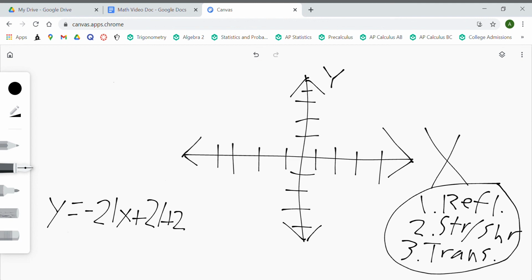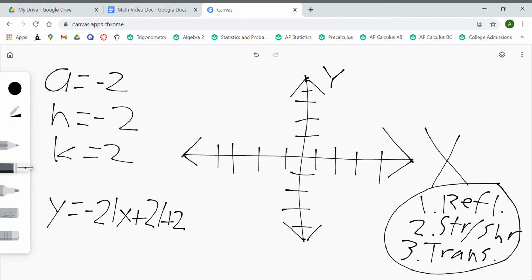Okay, time's up. Okay, so let's list our values first. We're going to list the a value, which is negative 2. And then our h value is also negative 2 because we have a positive sign here. And then our k value is 2. h values are tricky, aren't they?